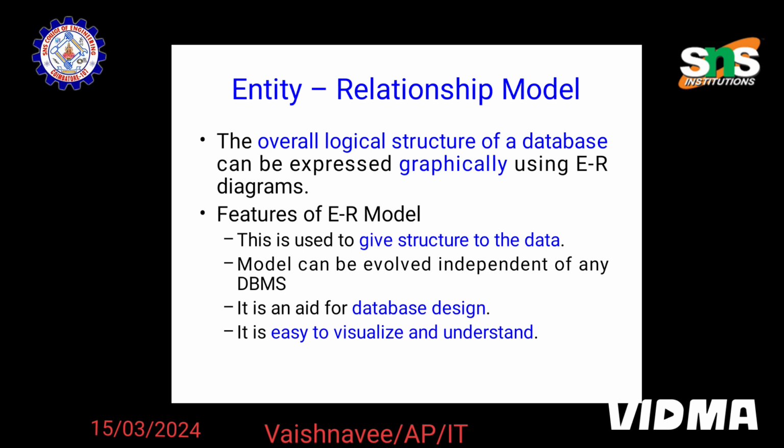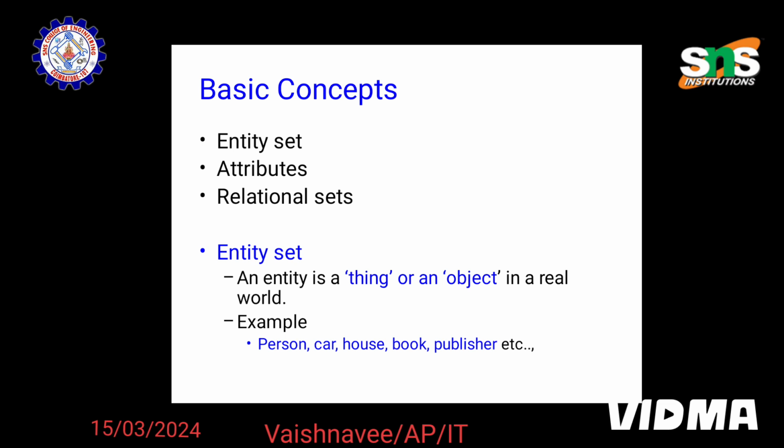Now let us see the features of the ER model. It gives structure to the data, and this model can be evolved independent of any database management system. It is also a good aid for database design, and it is easy to visualize and understand the concepts. So let us see the basic terminologies in the ER model: entity set, attributes, relationship sets.